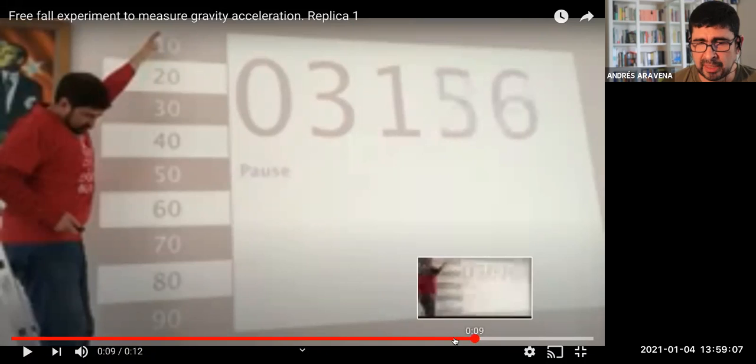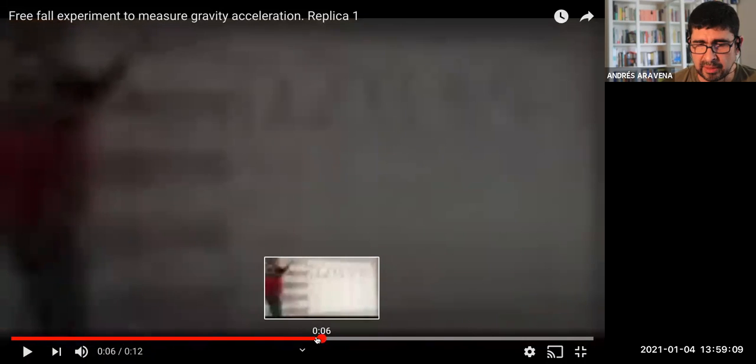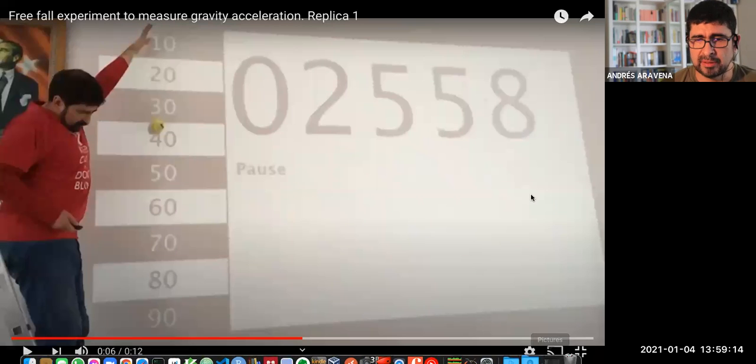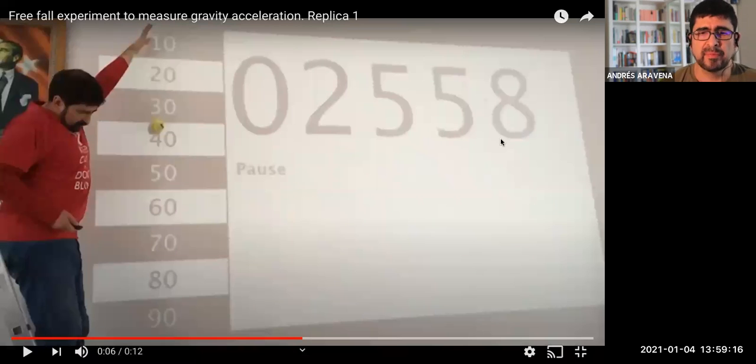So let's see something like this. This is nice. So I essentially take a ball, an object, and drop it. And we have the time and position. Okay?